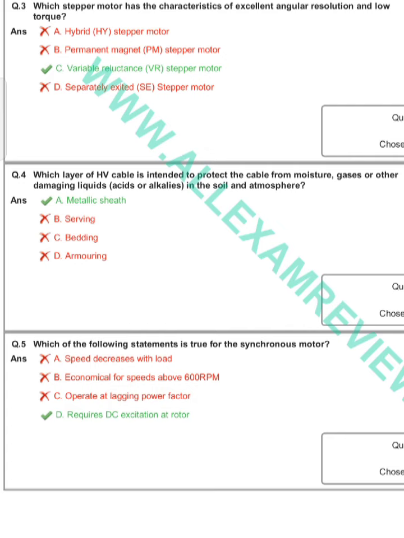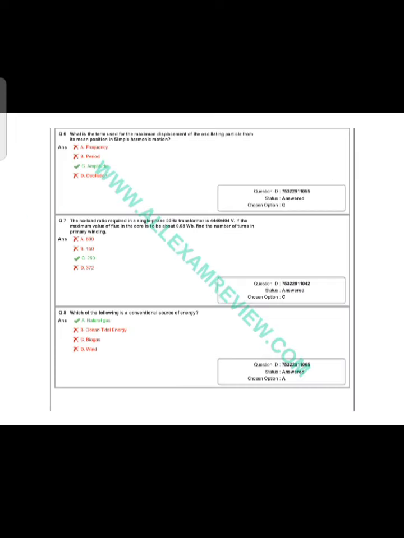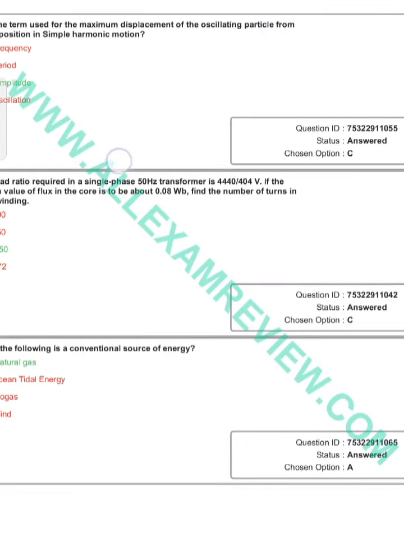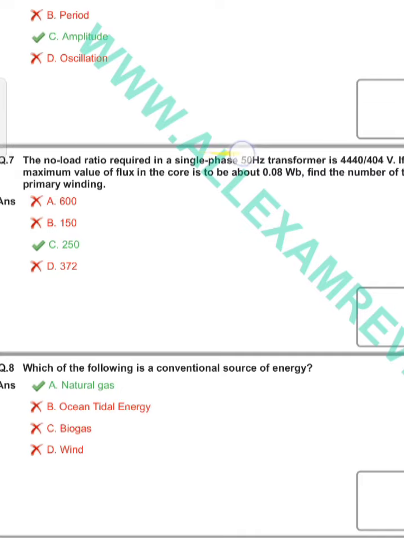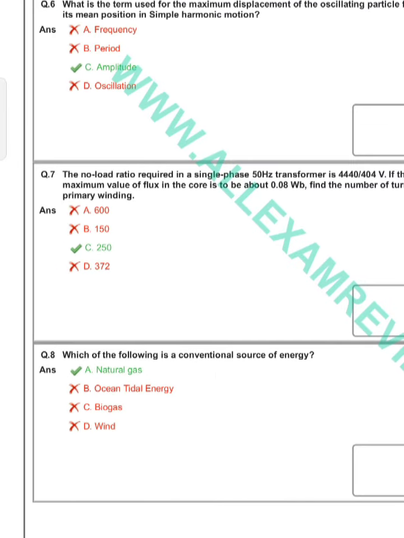Okay, question number 5. Which of the following statements is true for the synchronous motor? Option D is right. DC excitation of the rotor is required. True. Okay, and then question 6. What is the term used for the maximum displacement of the oscillating particle from its mean position in simple harmonic motion? Its amplitude. Harmonic motion comes under the amplitude.